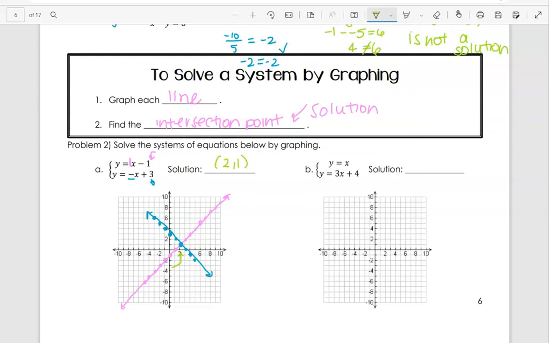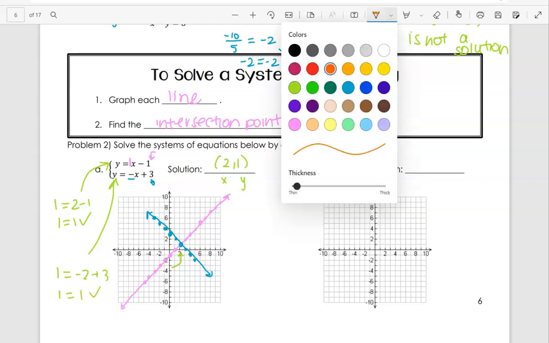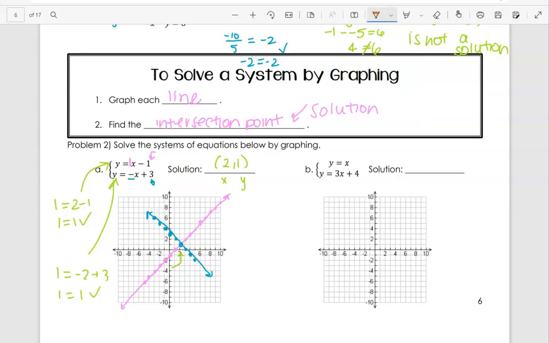Okay, and guys, we can check this by substituting it back in. So remember, here's your x and here's your y. I could do 1 equals 2 minus 1, just plugging from that equation. 1 equals 1, that works. And then I'll plug into the other one, my y, negative 2 plus 3, 1 equals 1, that works again. Okay, so we can check. Let's do this next one here. I have y equals x, so my y-intercept is 0. That's why it's not there, because we wouldn't really write plus 0. My slope is a 1, so we'll put in some points here.